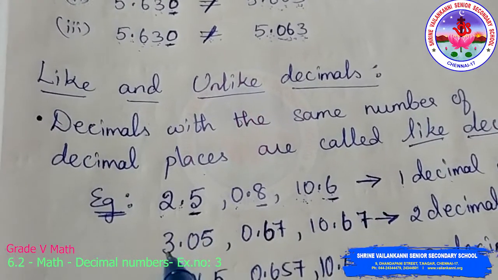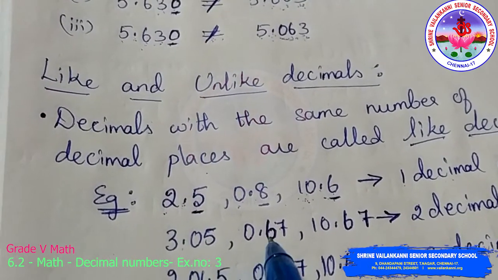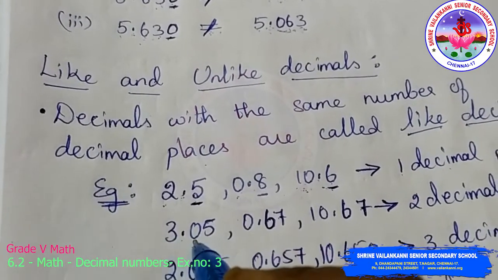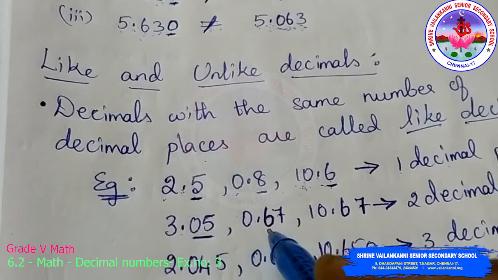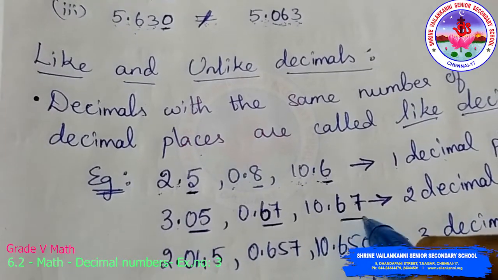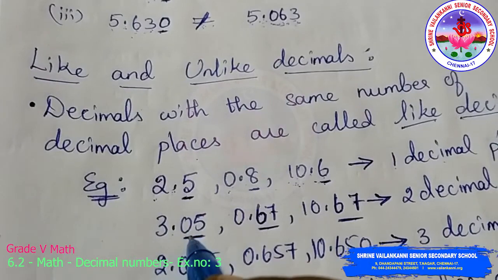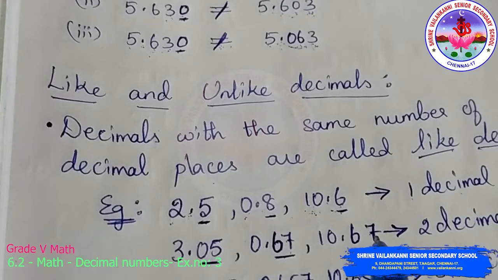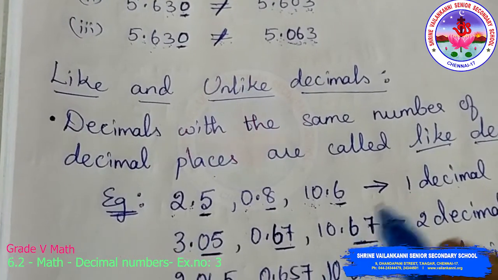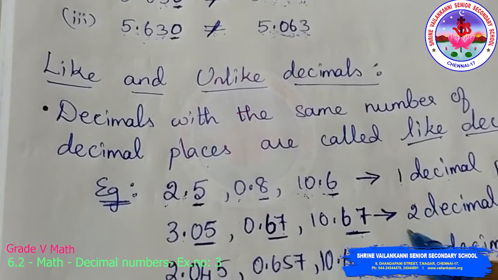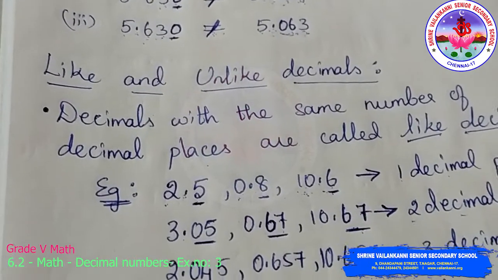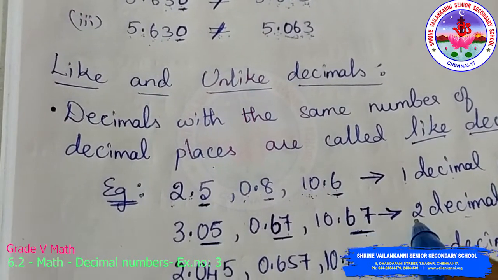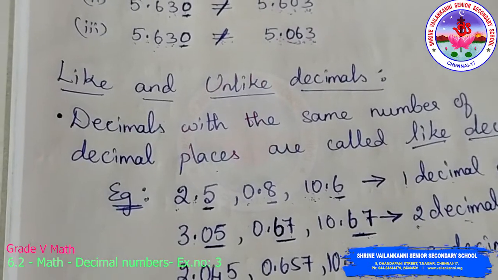So another example, 3.05, 0.67, 10.67. So just leave the whole numbers: after decimal 2 places, after decimal 2 places, after decimal 2 places. Since after decimal all these three numbers have 2 places, it is a like decimal, and we will call it a 2 decimal place number. So after decimal 2 numbers are there, that is why we are calling it 2 decimal place numbers.